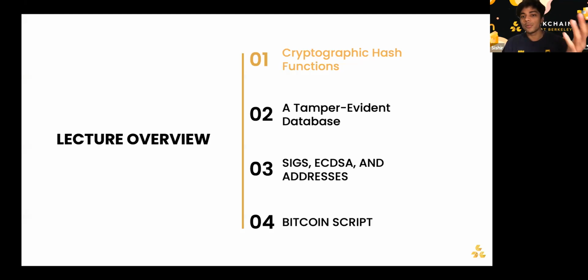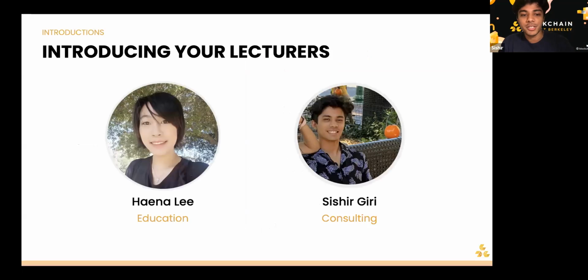So today we'll be going over cryptographic hash functions first, then tamper-evident databases, then ECDSA and addresses, and then ultimately finishing up with Bitcoin script. These all maybe sound very heavy, but trust me, at its fundamental level, if we break it down, it's just some basic things that Bitcoin has accumulated and put into one great piece of technology.